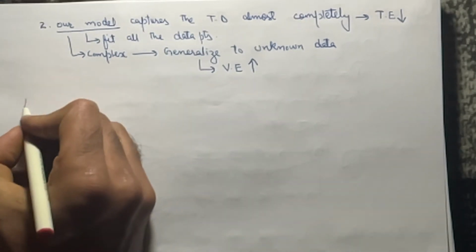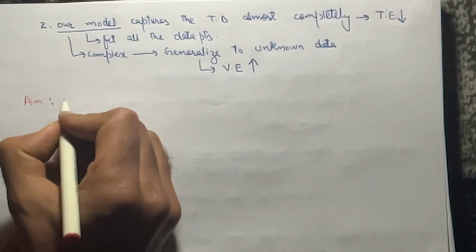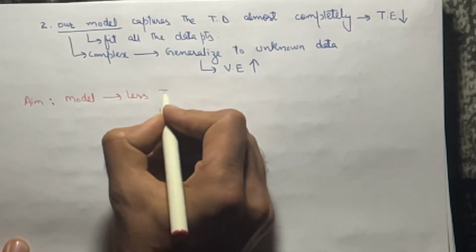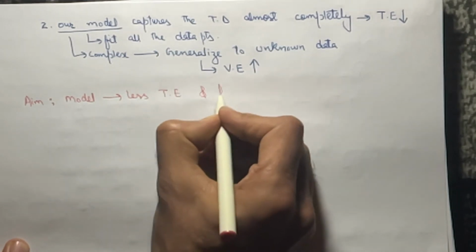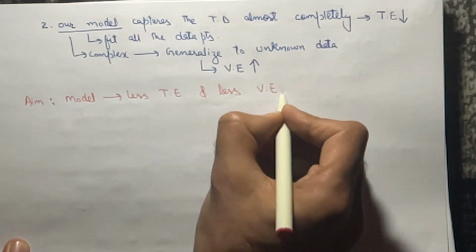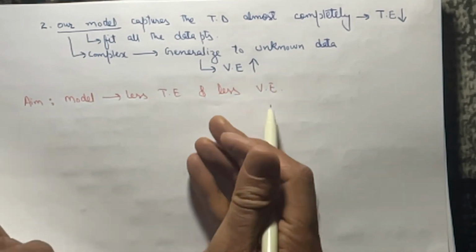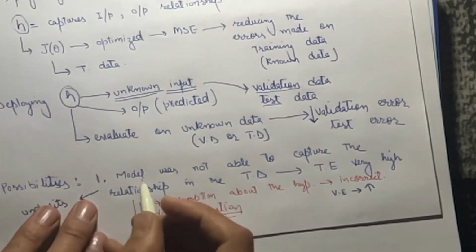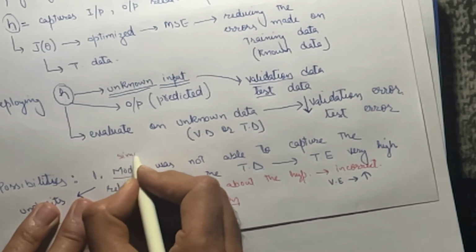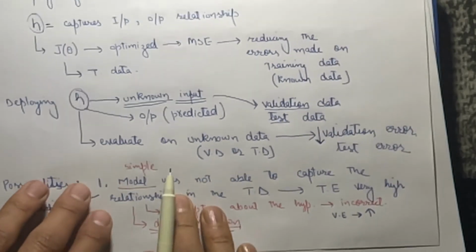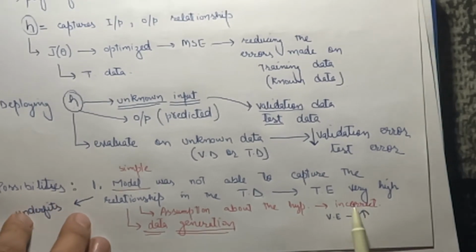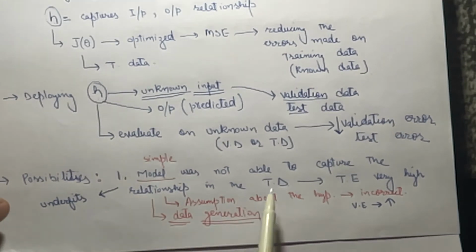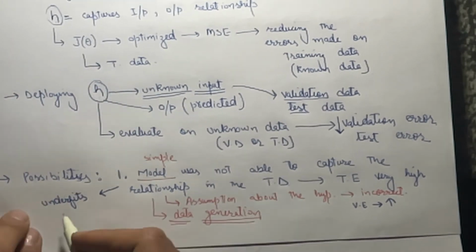So our aim, what is our aim? Aim is to have a model which has less training error and less validation error. We showed that in the first scenario, if the model was a very simple model, for example, a linear model, a simple model may result in high training error, or we can say a simple model won't be able to fit all the data in all the scenarios. So it will result in underfitting.